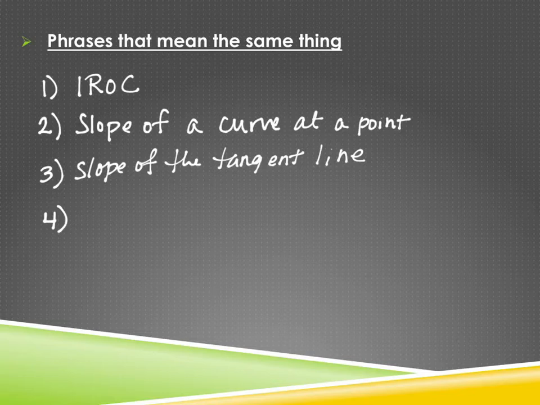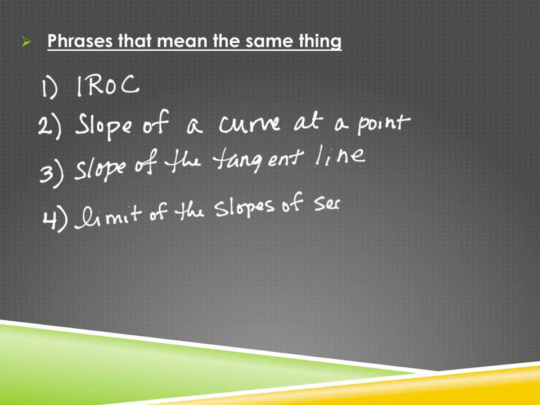Number 4 is the limit of the slopes of secant lines. I'll draw you a picture about that one in a minute. And the last one that we will use most frequently, and if you've taken any calculus course before, the one you're most familiar with, is derivative.